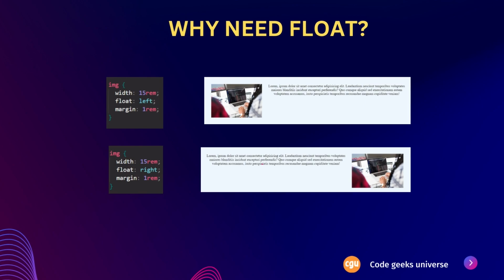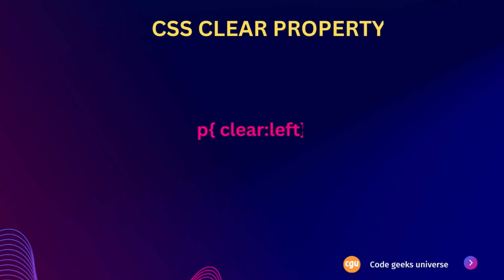While float is a valuable tool, it does come with some challenges. Elements with float applied may not behave as expected, sometimes causing layout issues like container collapse, and this is where the clear property comes into play. The clear property helps you control how elements interact with floated elements. It tells an element not to float beside a specified side of a floating element.